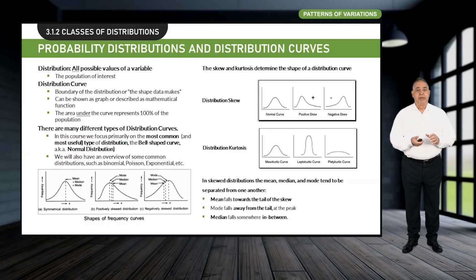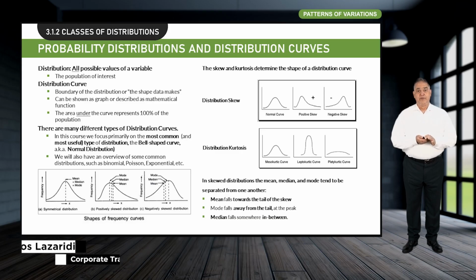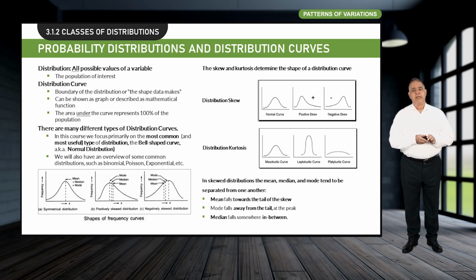As part of the patterns of variation, we're going to discuss the different types of probability distribution classes. Probability distributions are a very major topic in statistics, as well as a big part of Lean Six Sigma projects, especially in the Analyse phase of DMAIC. Let's start with an overview of probability distributions and the associated distribution curves.